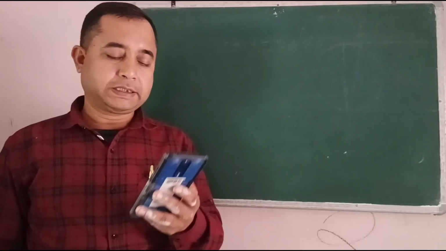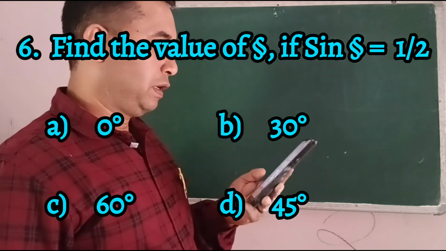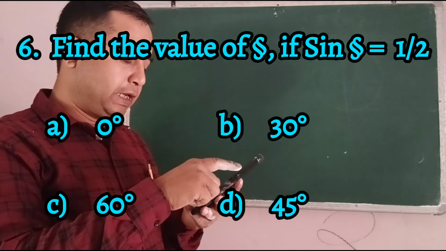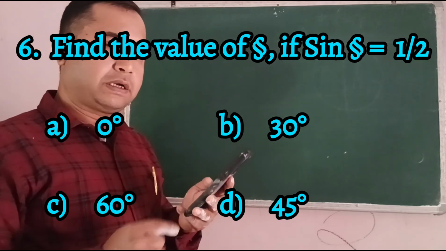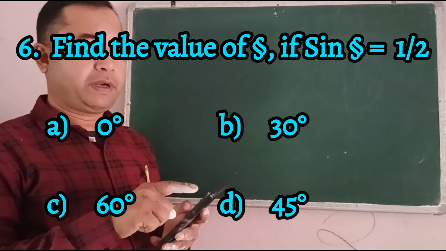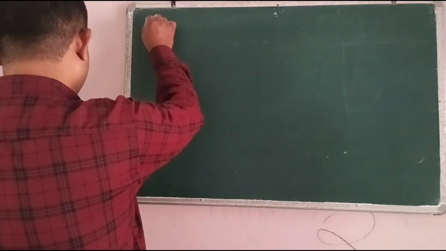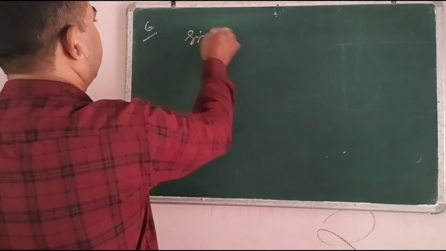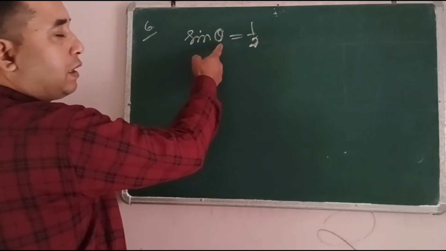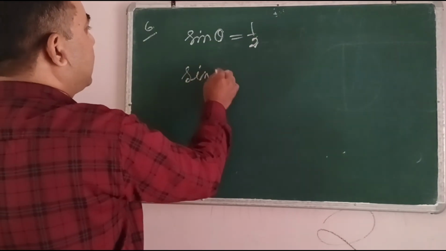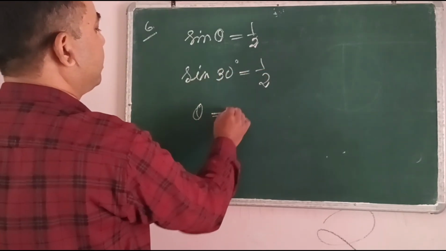Okay. Question number 6. Find the value of theta if sin theta is equal to half. The options are A 0 degree, 30 degree, 60 degree and 45 degree. We have to select the correct option. If sin theta is equal to half, then what is the value of theta? We know that sin 30 degree is equal to half. It means that theta must be equal to 30 degree.